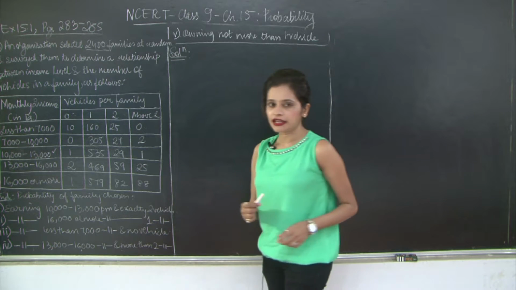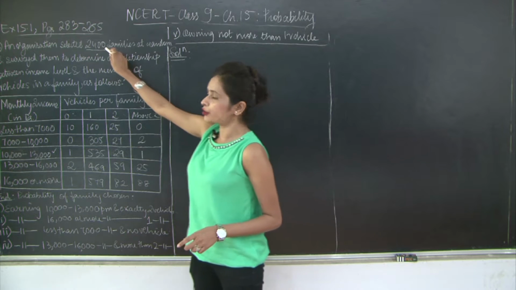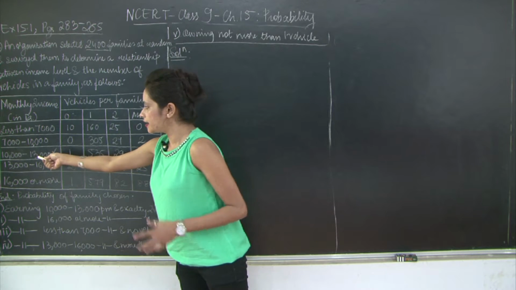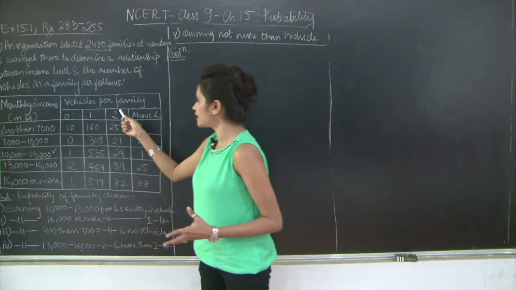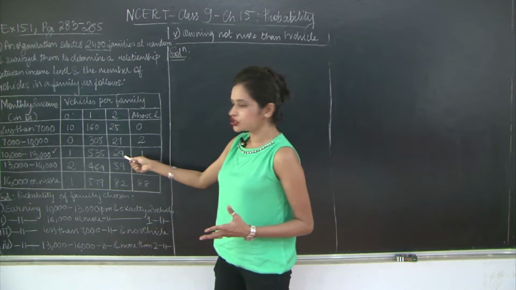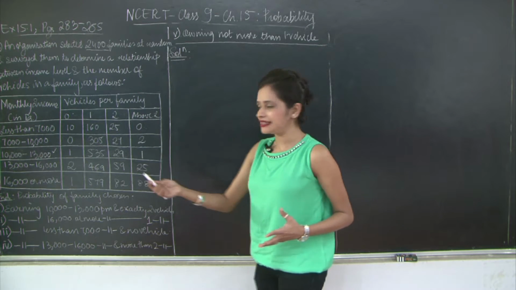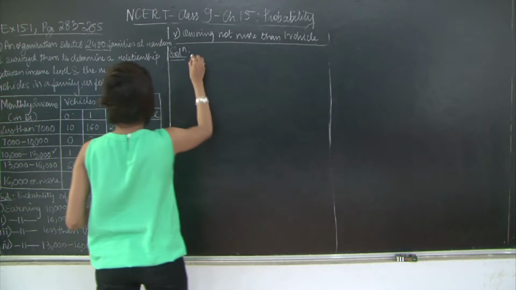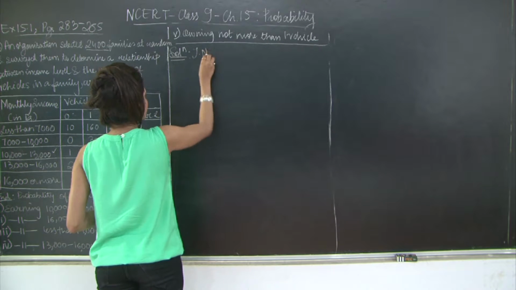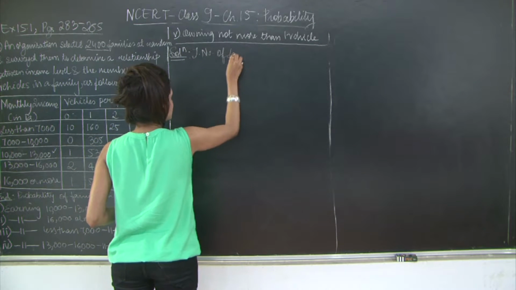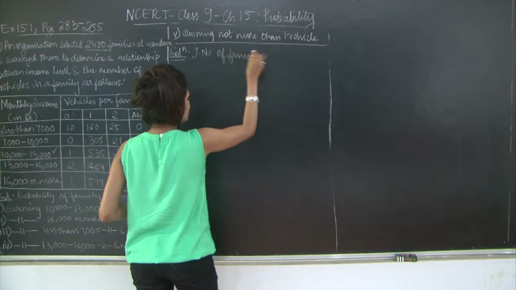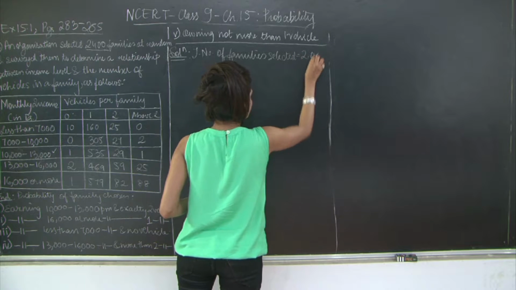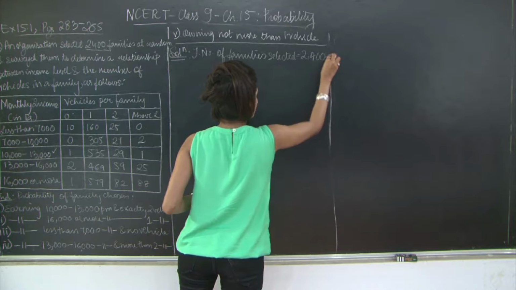So what is the probability going to be? It's going to be this value upon the total number of families selected. That is, the number of families in the income group 10,000 to 13,000 having exactly 2 vehicles is 29, divided by the total number of families selected. So that is the probability of the first sub question. Let's write this down. So first, total number of families selected is equal to 2,400. Let's mark this as 1.